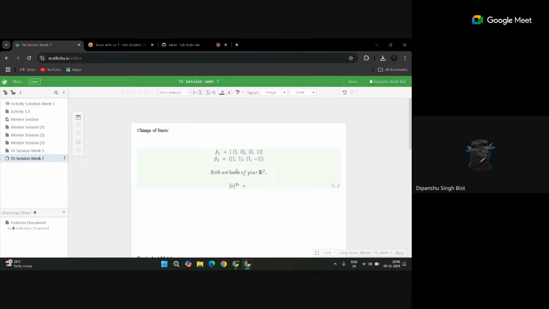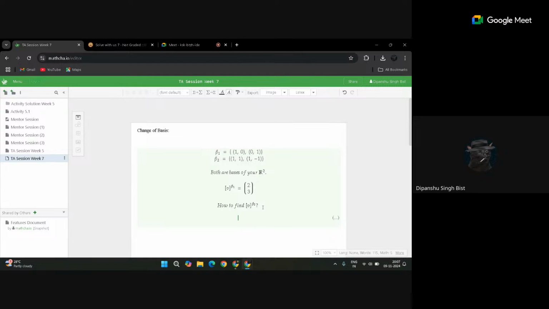Let's take that coordinate vector as (2,3). This is my coordinate vector. So a coordinate vector defined on basis b1 is (2,3). What is b1? b1 is this basis. Now, how can I find a coordinate vector defined on the basis not b1 but b2? Same coordinate vector. How to find this thing?